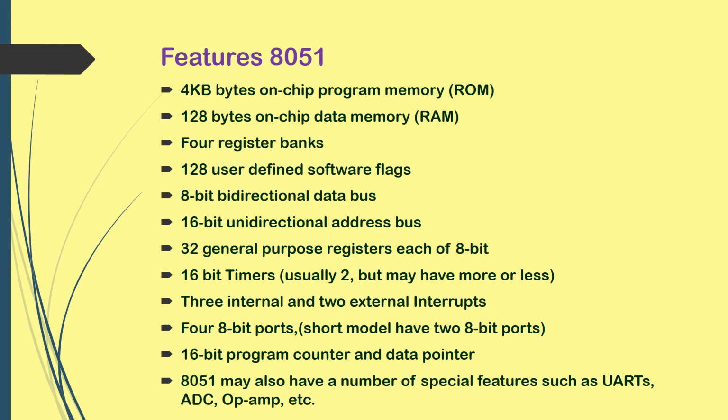It has 4 KB of on-chip program memory, that is ROM, 128 bytes of on-chip data memory, that is RAM, 4 register banks, 128 user defined software flags, an 8-bit bidirectional data bus, a 16-bit unidirectional address bus, and 32 general purpose registers, each of size 8-bit. Then there are 16-bit timers. There are mainly two timers, timer 0 and timer 1.